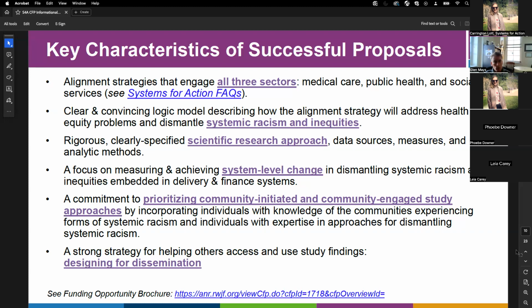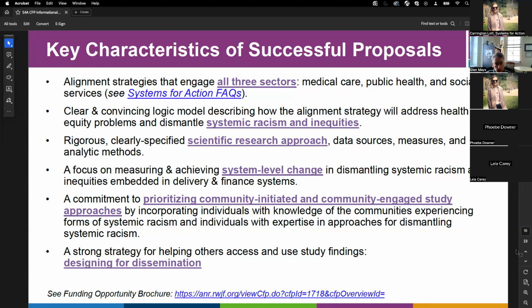This is a research program, and so a successful proposal should also describe a rigorous and clearly specified scientific research approach for studying either the implementation of the alignment approach or for studying the impact of the alignment approach if you're applying for that impact award category, covering aspects like the overall research design, data sources, measures, and analytic methods that will be used.